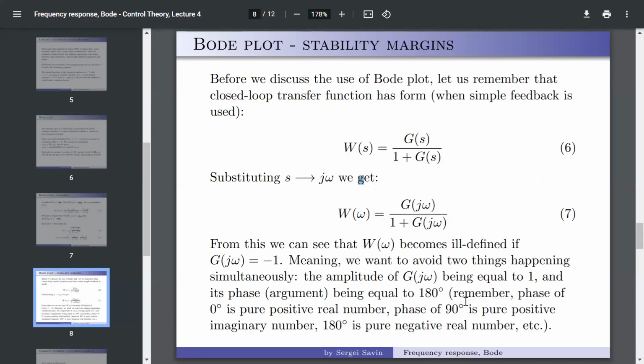So what we want to avoid is two things happening at the same time on the Bode plot. First, amplitude being equal to 1, which on the log scale means it would cross 0. Second, the phase crossing 180. But we want to avoid them happening at the same time. As long as they don't happen at the same time, we are safe. I hope you got me.